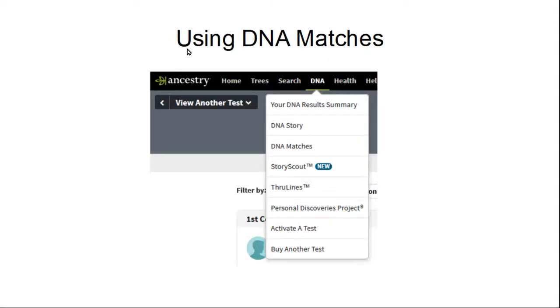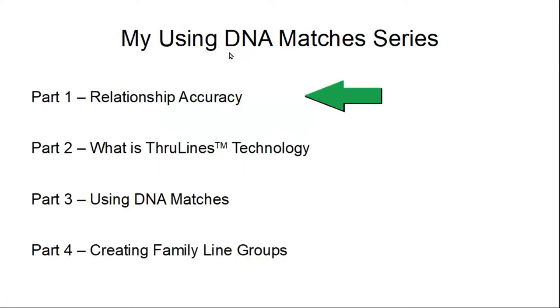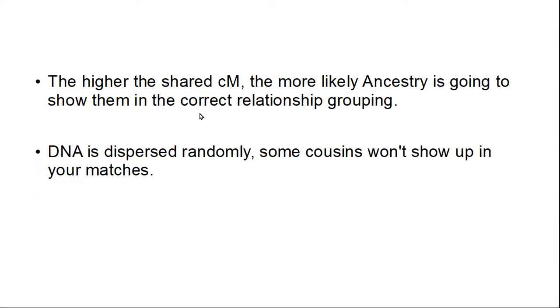We're going to be talking about using DNA matches, and this is my first part. We're talking about relationship accuracy. The primary purpose is to show you that the higher the shared centimorgans, the more likely Ancestry is going to show them in the correct relationship grouping, and DNA is dispersed randomly. Some distant cousins won't show up in your matches at all.